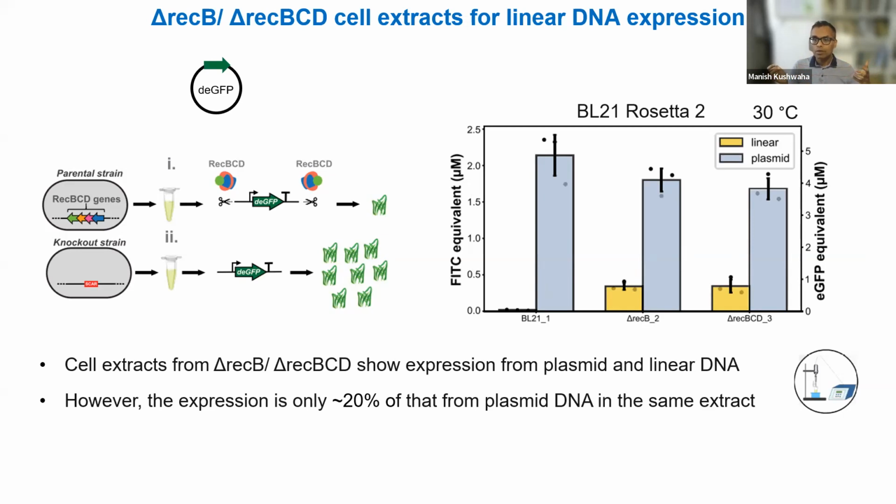And this got us wondering, is it possible that linear DNA would give us better expression if we optimize the extract specifically for linear DNA? In this case, we had just followed our regular protocol for buffer optimization, where we normally use plasmid DNA to optimize our buffers for best expression, and then we use those compositions.